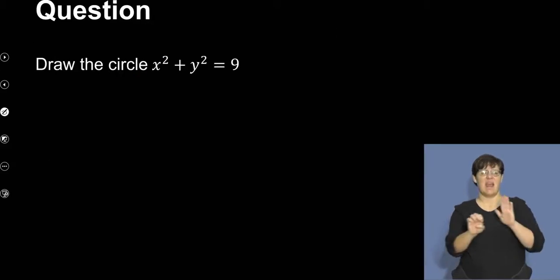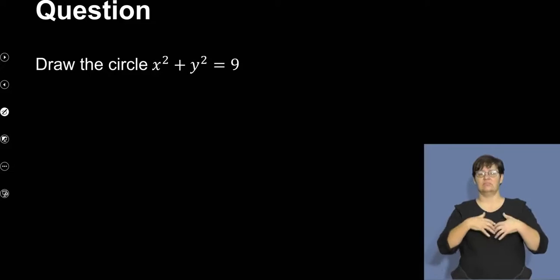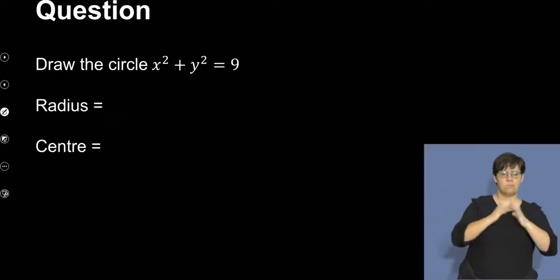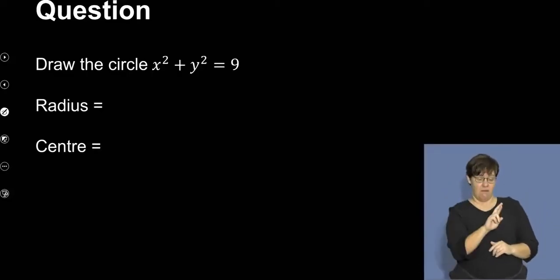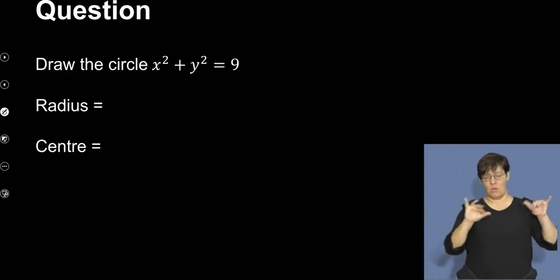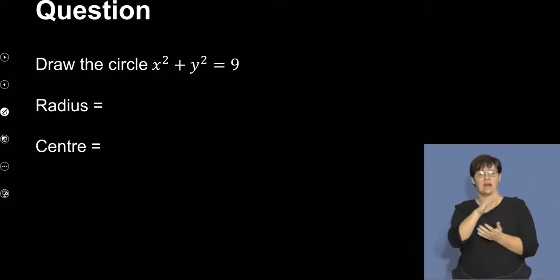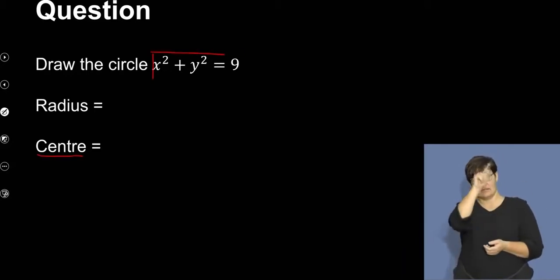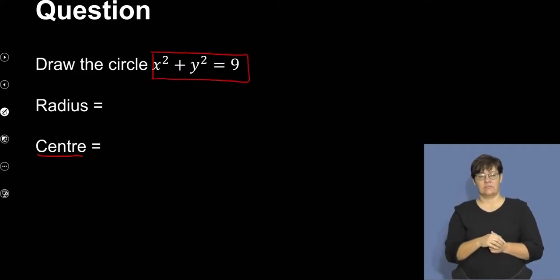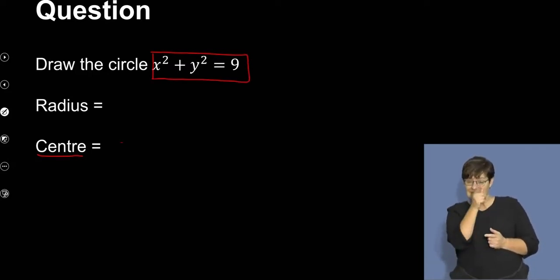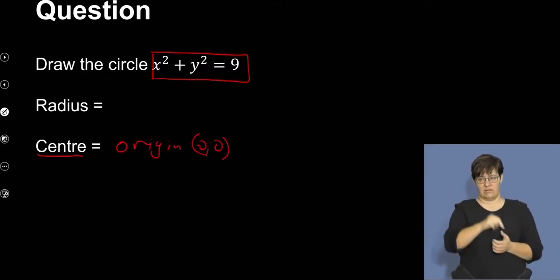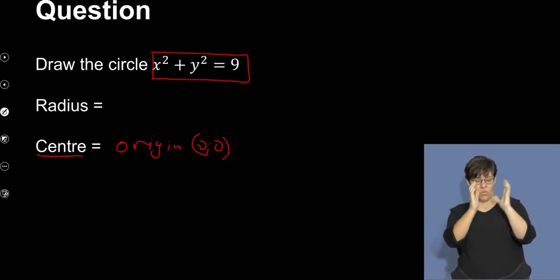So let's do an example. We're going to be drawing the circle x squared plus y squared is equal to 9. Now, all I need to know to draw a circle is what is the radius? So how big must I make the circle? And where must I place it? What is the center of the circle? Now, like we've discussed, and we're going to be moving it a little bit later on in the lesson, the center for this is going to be at the origin. The center is going to be placed at 0, 0, right in the middle of my Cartesian plane.